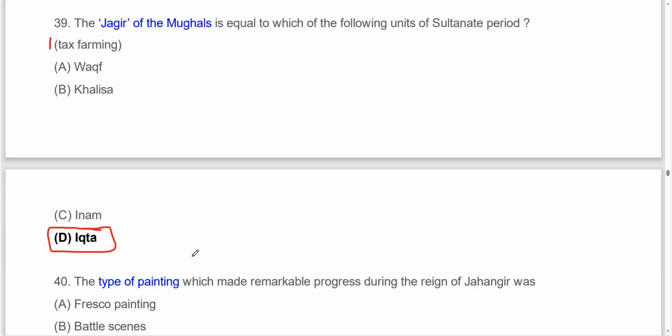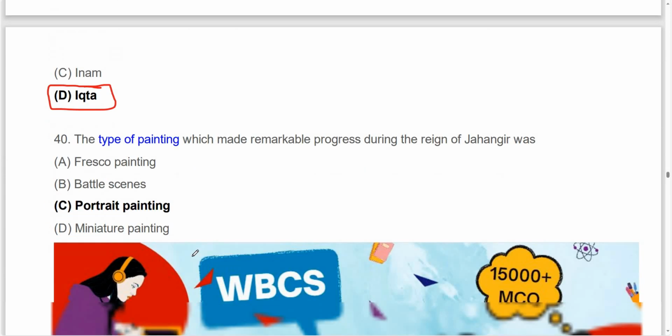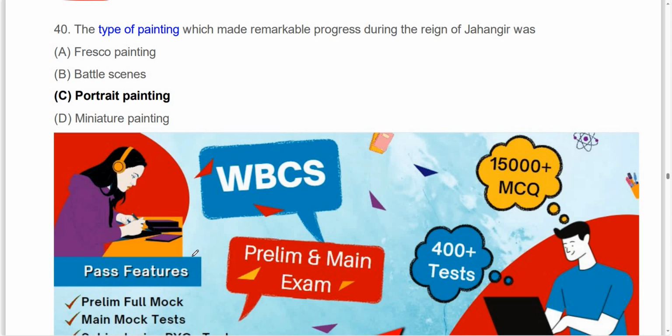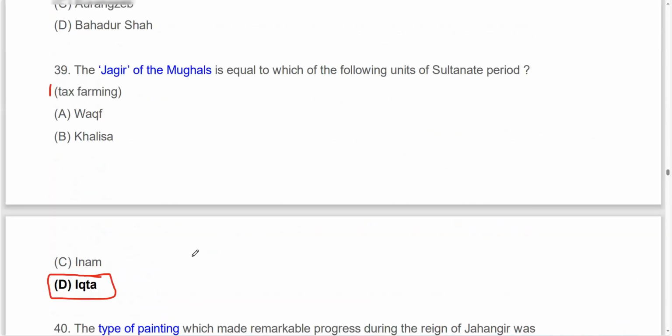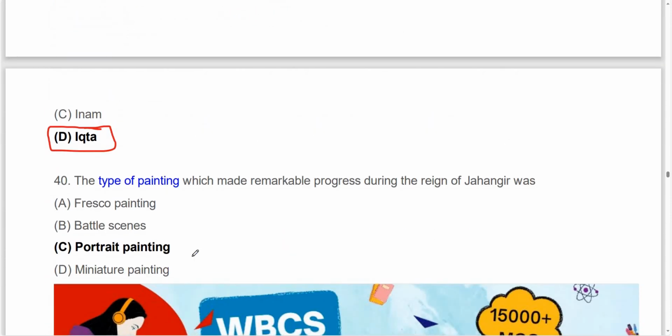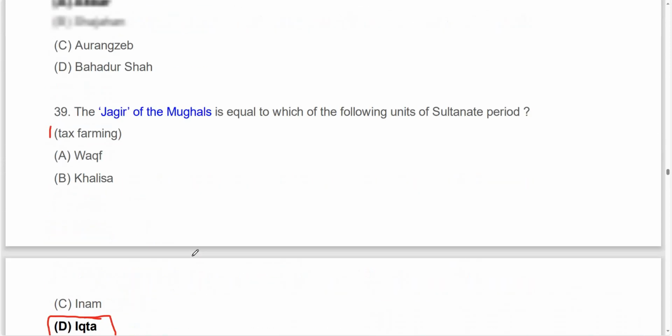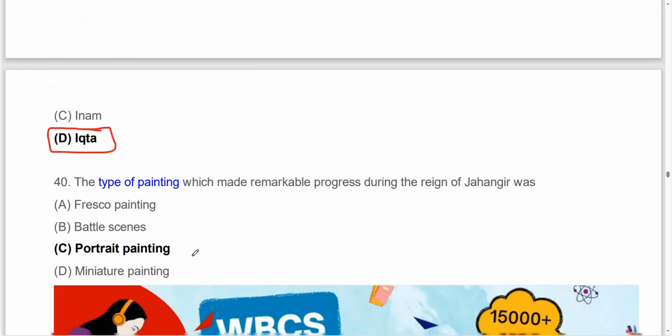Jagir of the Mughals is equal to the Iqta of the Sultanate period. Jagirdari system, Watan Jagir, Tankha Jagir, and so on. There were many types of Jagirs, and that is equivalent to the Iqta system of the Sultanate period. Moving on to the next question.